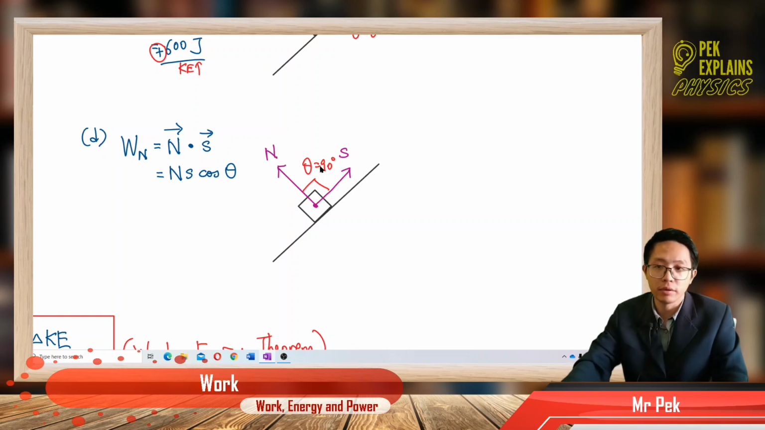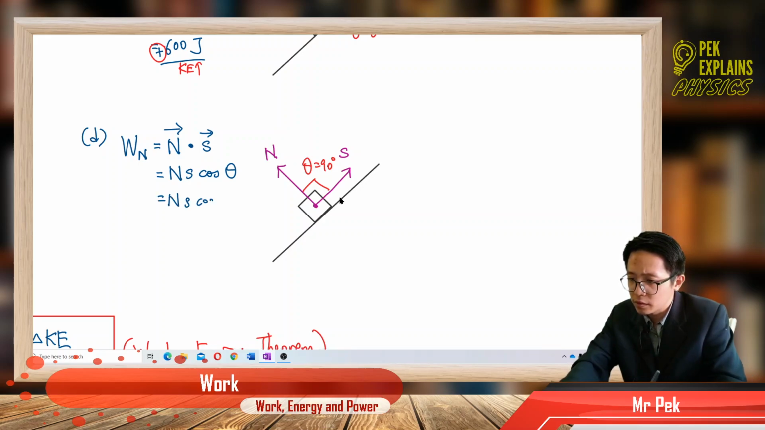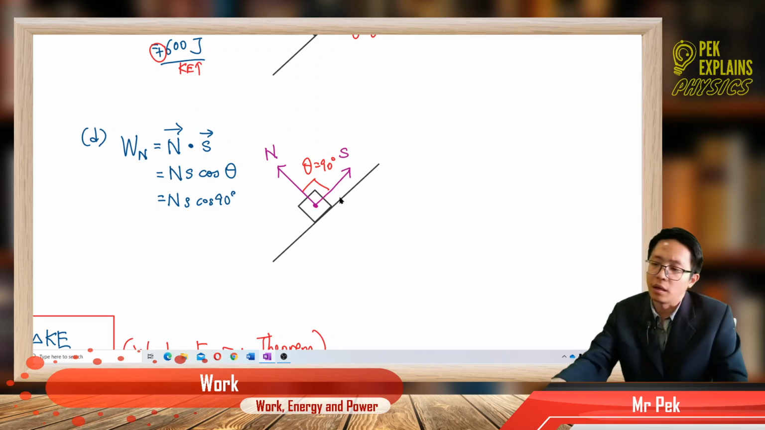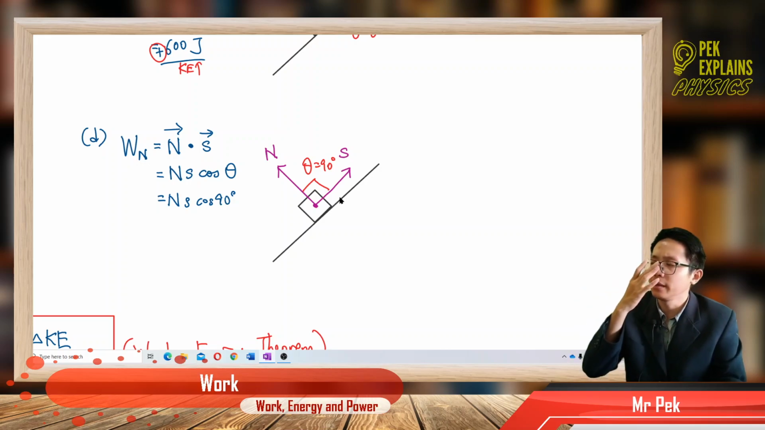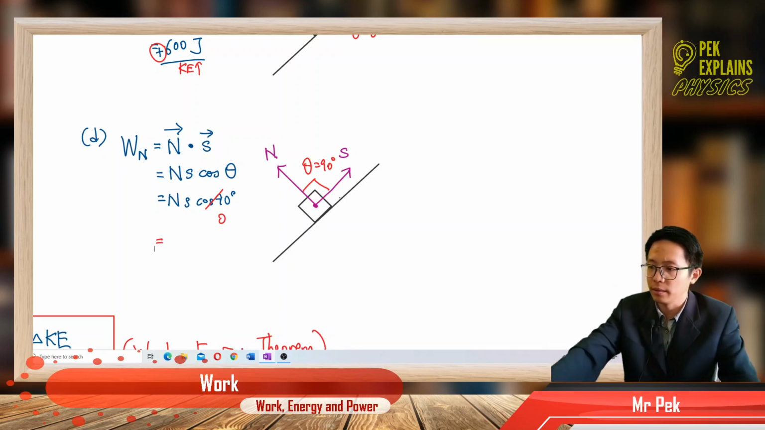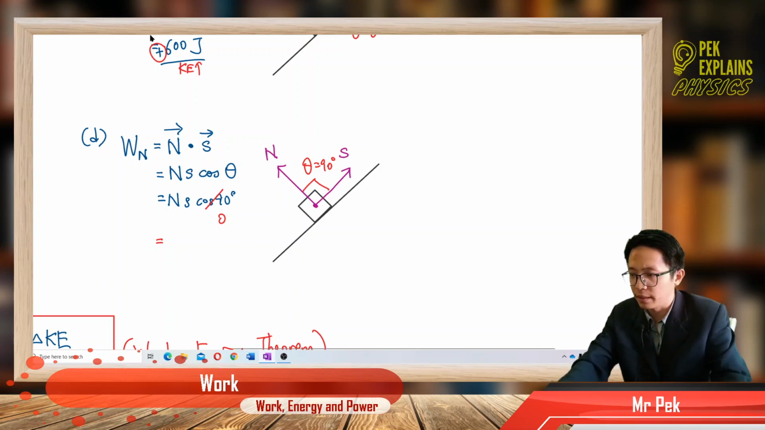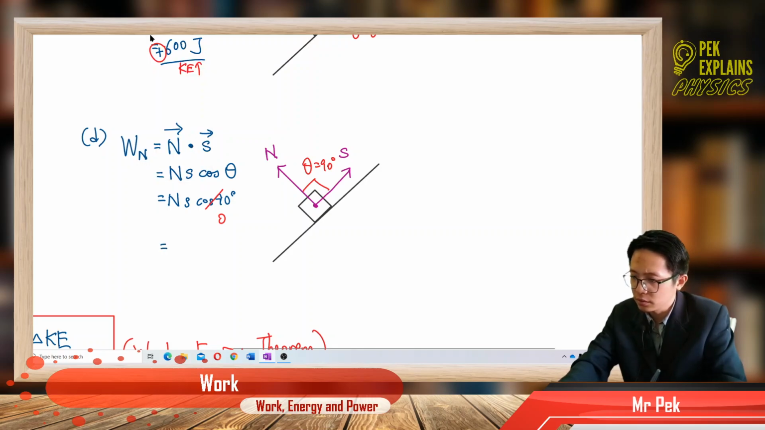The angle theta is 90 degrees between the normal and displacement. So it is cos 90. Cos 90 is 0. Anything you multiply by 0, you get 0, isn't it? So this one is 0 joule.